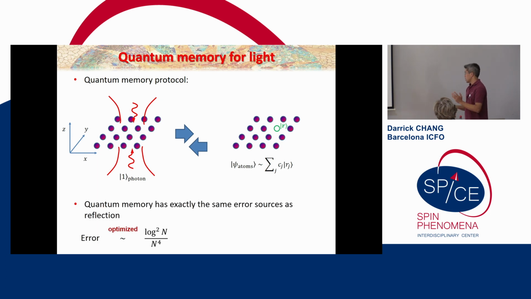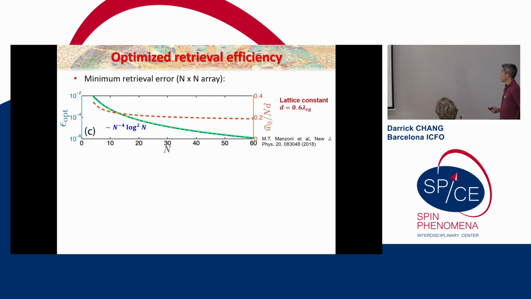And so, without going into details, it's intuitive that a quantum memory would have exactly the same error sources as reflection, so you can't make your beam too big nor too small. And so the error of this quantum memory actually scales with linear atom number as 1 over n to the 4th power, okay, which is a pretty strong scaling with increasing atom number.